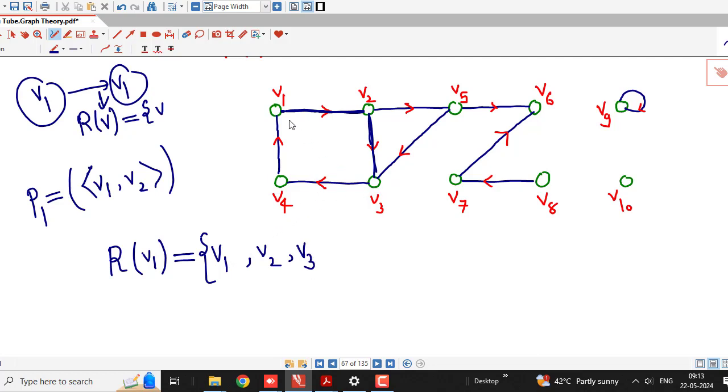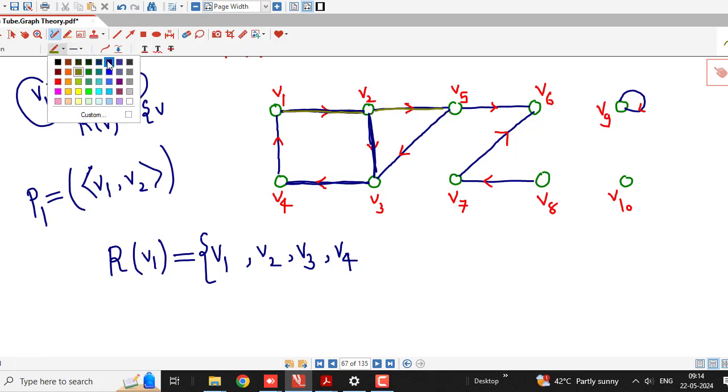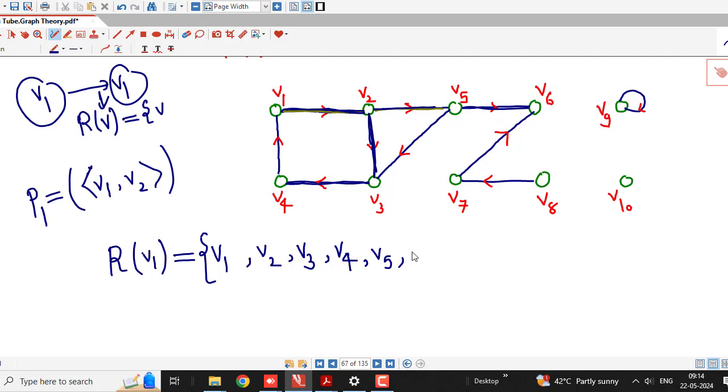What about v4? If we extend this graph, then there exists a path from v1 to v4 also. Therefore v4 is reachable from v1. Similarly, we can observe that there exists a path from v1 to v5 also. Therefore we will include v5 in this set. Same thing for v6. You can see there exists a path from v1 to v6 also. So v6 is also there.